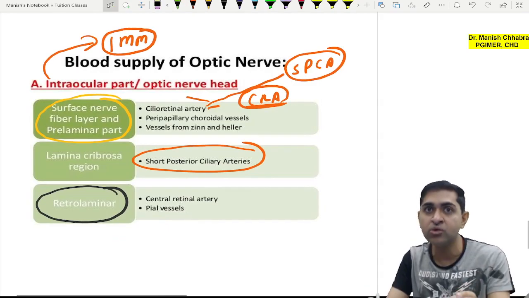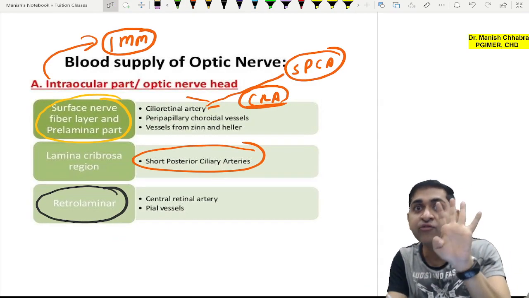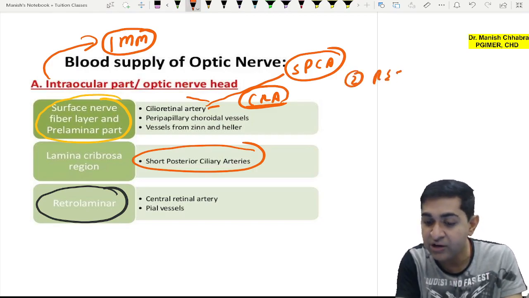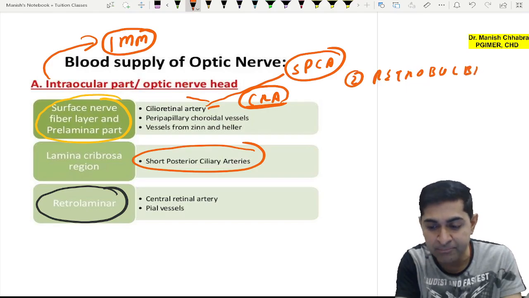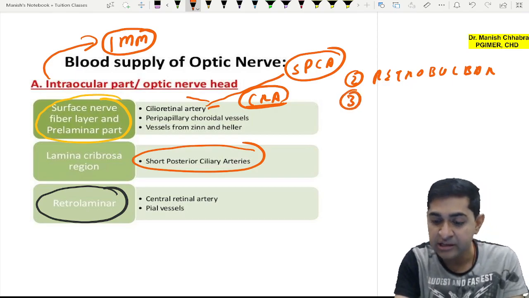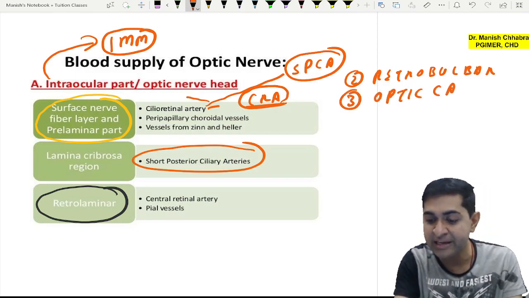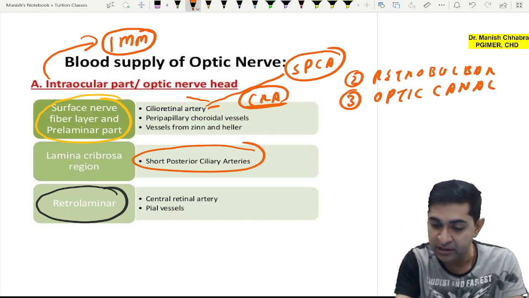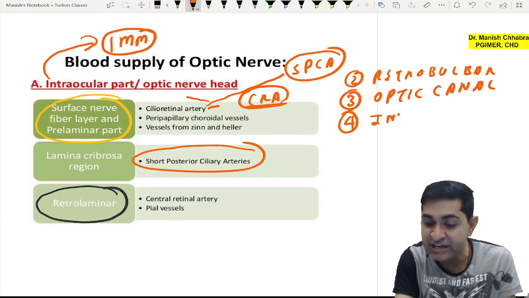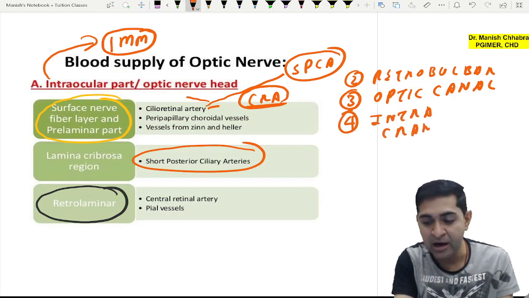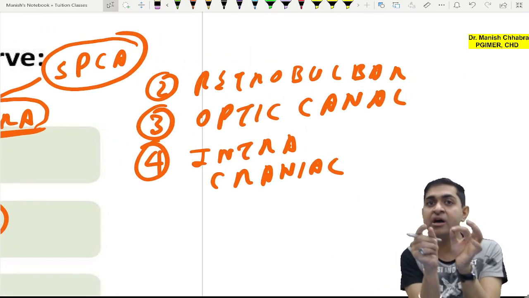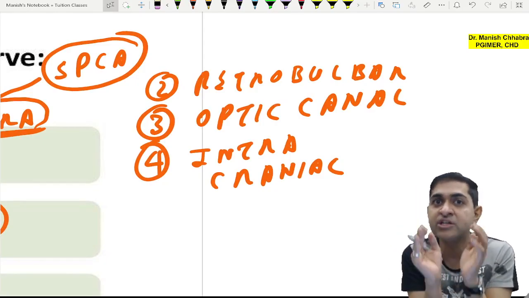If we talk about the optic nerve, there are 4 parts. One is the intraocular portion, second is the retrobulbar part, which lies behind the eyeball, and third is the part which lies in the optic canal, which you call the canalicular part, and fourth is the part which lies inside the cranium, which you call the intracranial part.